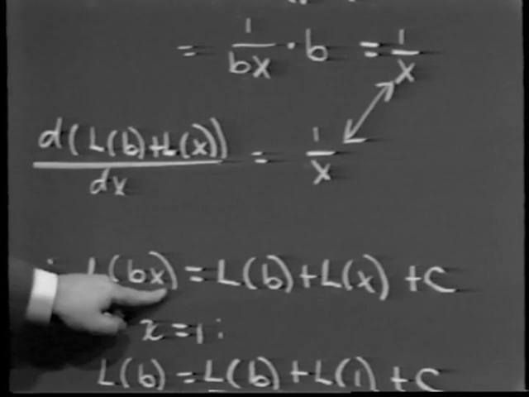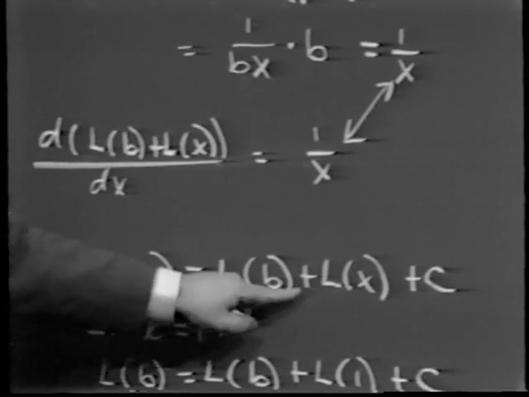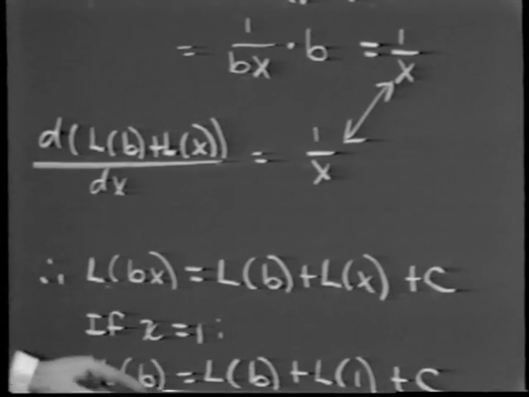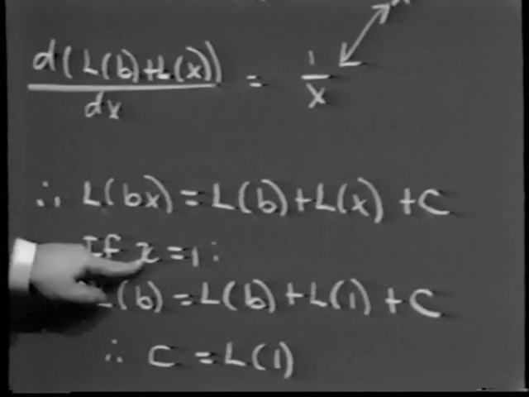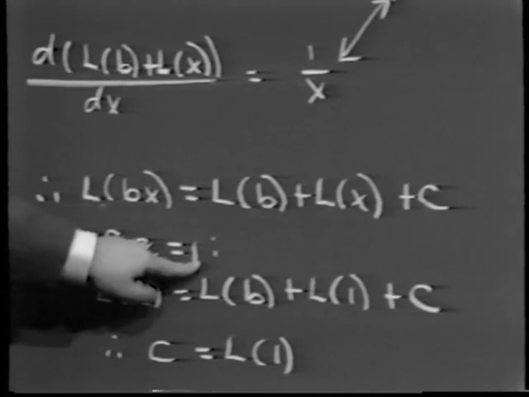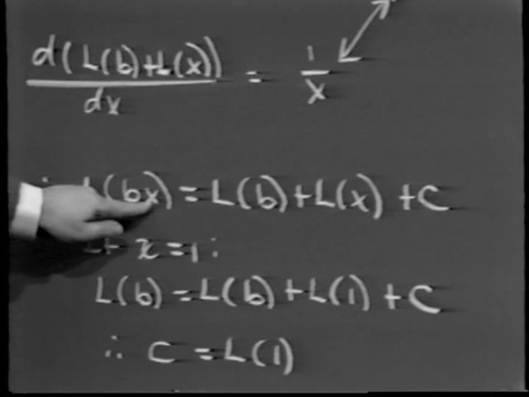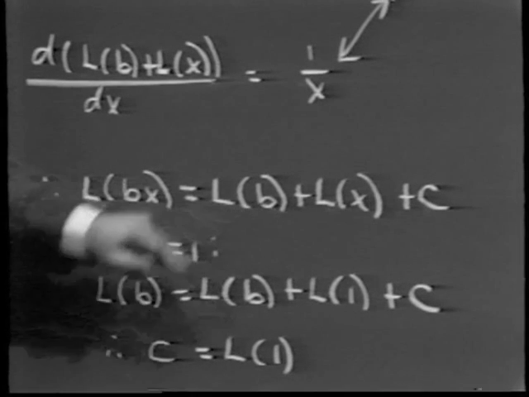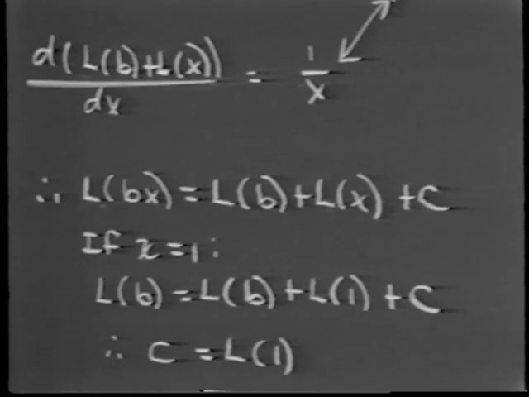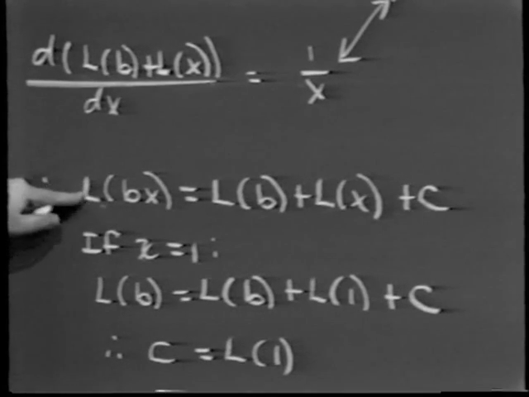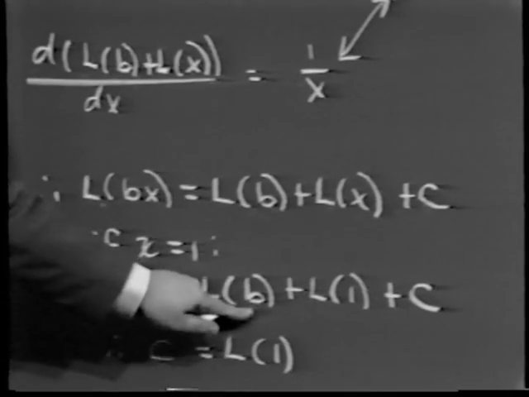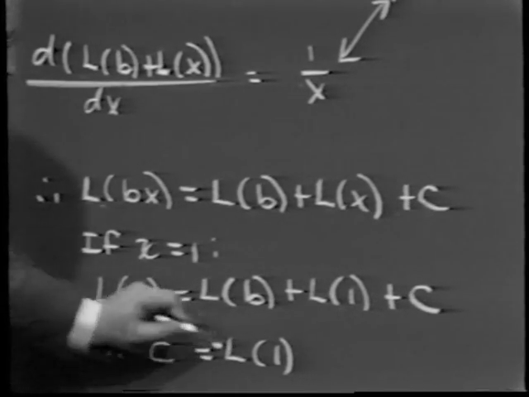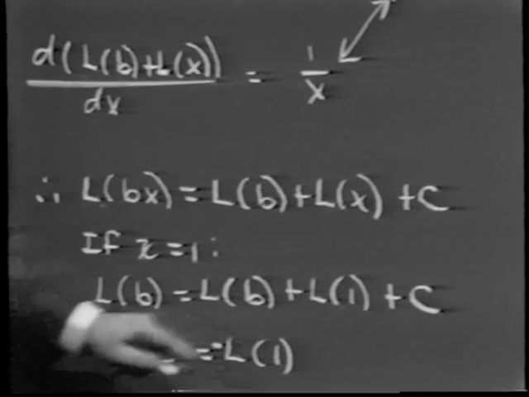We know that capital L of bx is equal to capital L of b plus capital L of x plus some constant c. To evaluate the constant, we only have to evaluate it at one element in the domain. Let's pick x equal to 1. The motif being that if x is 1, notice that on the left-hand side you have an L of b term, on the right-hand side you have an L of b term, and they will cancel. In other words, if x is 1, this equation becomes L of b equals L of b plus L of 1 plus c, from which it follows that c is minus L of 1.